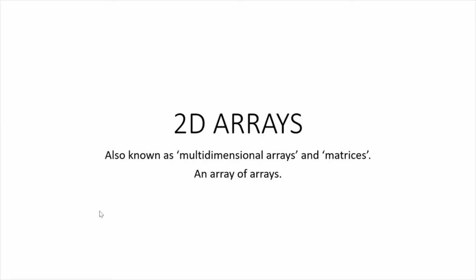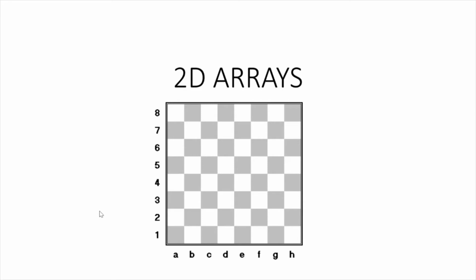Next, let's talk about 2D or two-dimensional arrays, which can also be known as multi-dimensional arrays or matrices. A 2D array is an array of arrays. This can be confusing, but the way I like to think about it is like a chessboard. If we look at just this row here, we can say this row is an array. Same with this row, same with this row, and so forth. Since we have 8 arrays, it's an array of arrays. So the full board is a structure in itself comprised of multiple arrays.